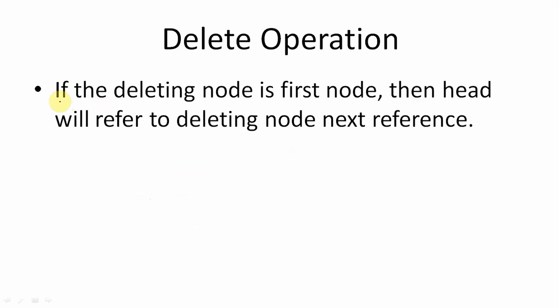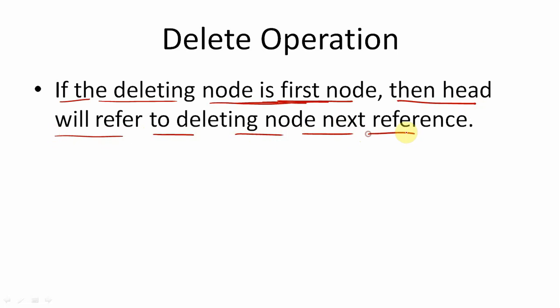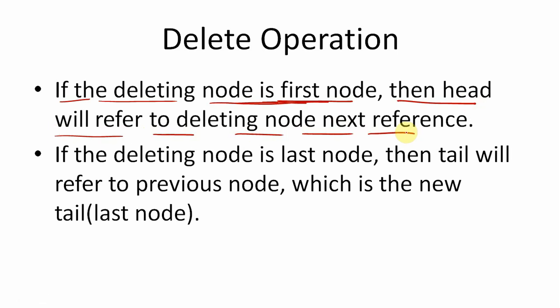So now delete from head or remove first. We want to remove this particular node. What will be the process? Head will refer to the next reference of the first node. Means now head will refer to this. Head will refer to this particular node.